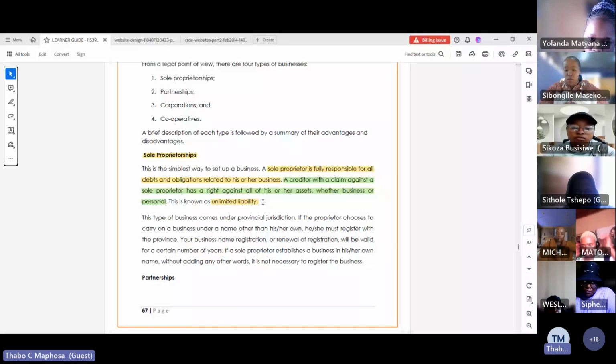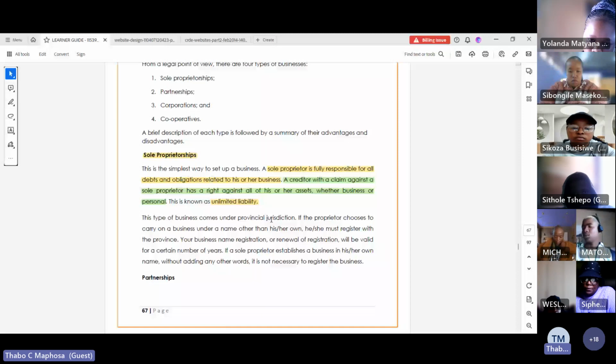As much as you are responsible for everything else, you make your own decisions, and your profits are yours 100%. Those are some of the advantages. But the main disadvantage is that you have unlimited liability. And then this type of business comes under provincial jurisdiction.